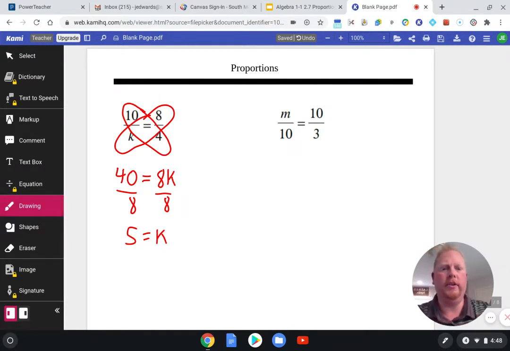Let's go ahead and do another one. m over 10 equals 10 over 3. So I multiply the 3 and the m, which gives me 3m. Bring down the equal sign. And then 10 times 10 is 100. There we go, no more fractions. So let's finish this up. Let's divide by 3.